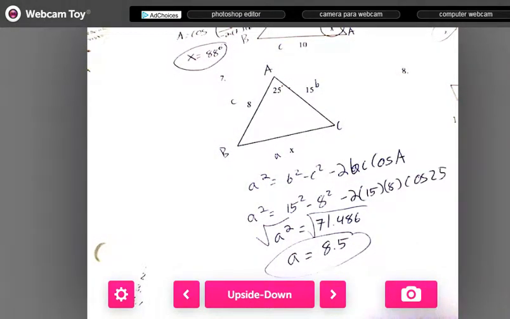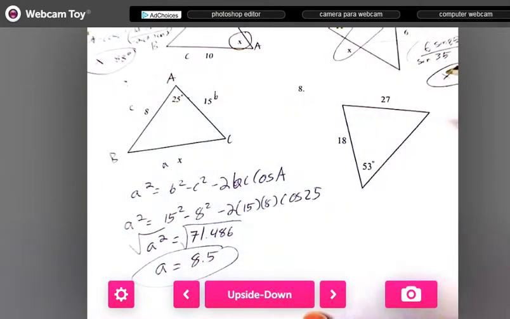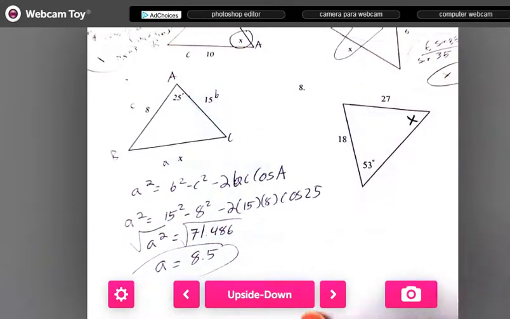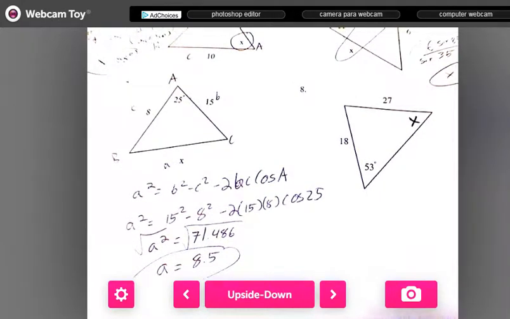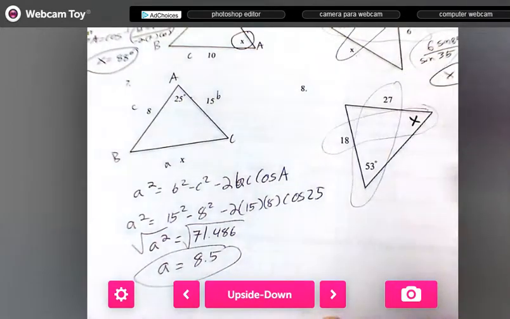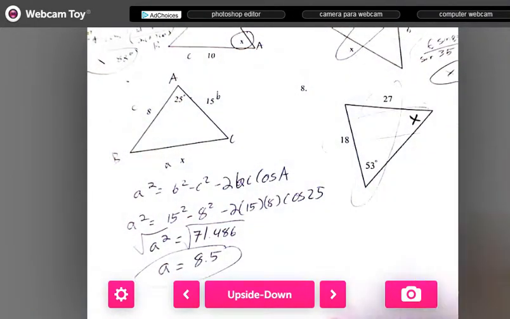Okay, let's do 8. Now, in this case, it doesn't say on here, if this was a typo, you're looking for this angle right here, guys. So if you couldn't do 8, I understand. It should have been labeled better. So I'm looking for this angle. I've got the side across from it, and I've got the side across from it. So we can use sine if we're finding an angle and we have the other angle.